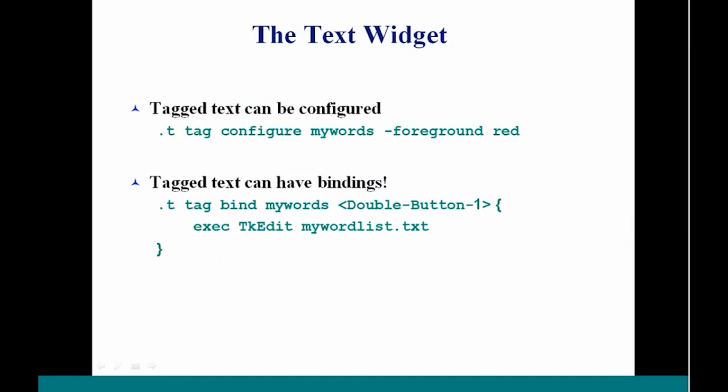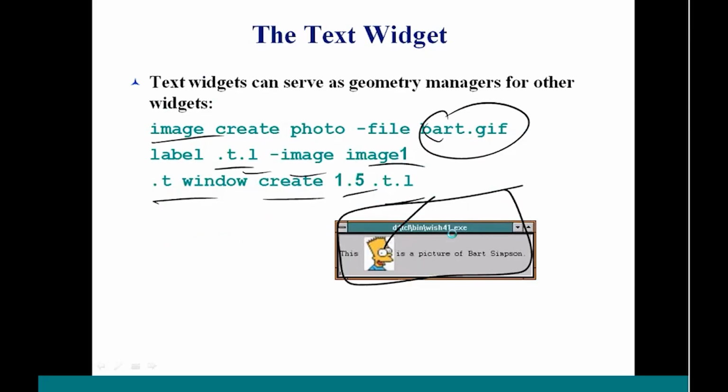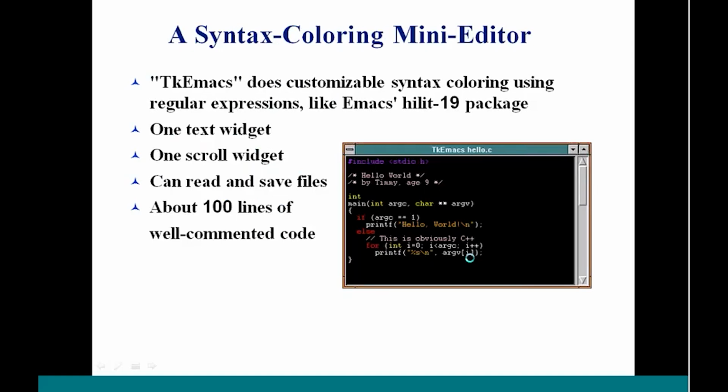Okay, so continuing with the text widget, the tag text can be configured. That is using this .t tag configure my words foreground red. And then the tagged text can have bindings. So if you have a text like this, it can be bound to the my word list, so you don't have to do it explicitly. And then the text widgets can serve as geometry managers for other widgets. We'll also see how this works.